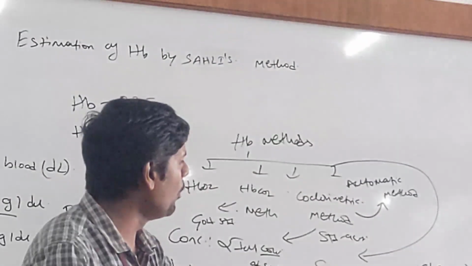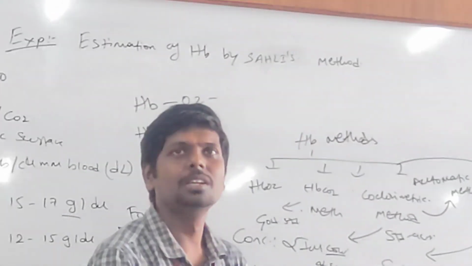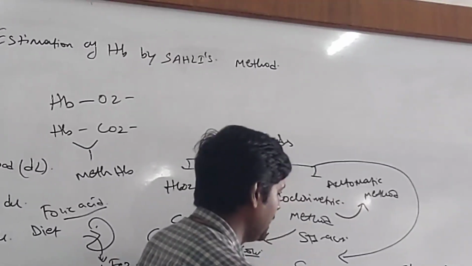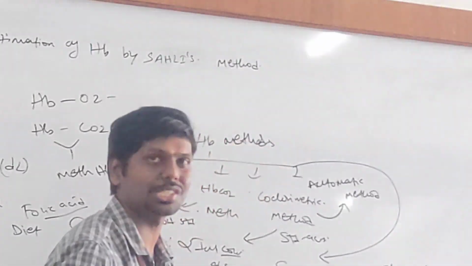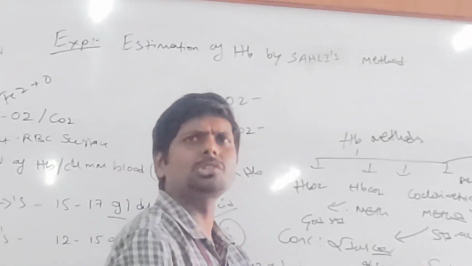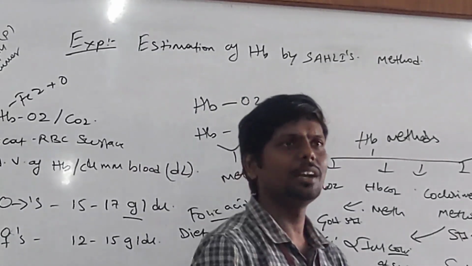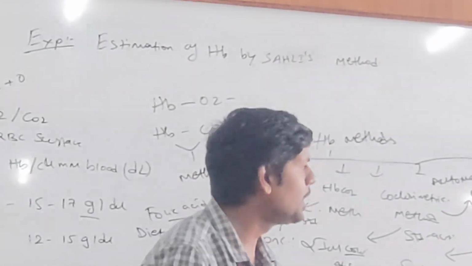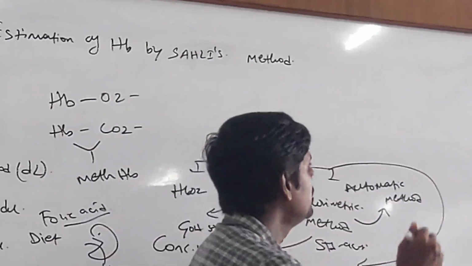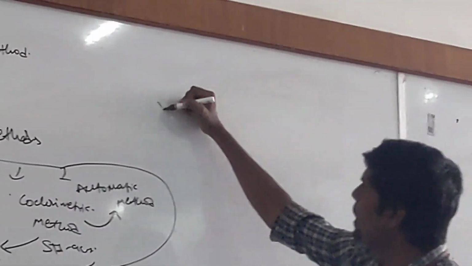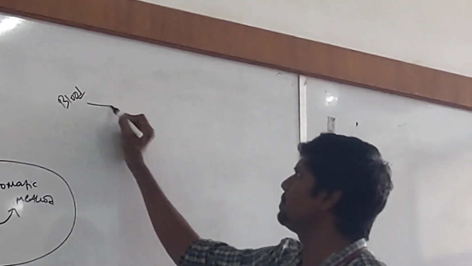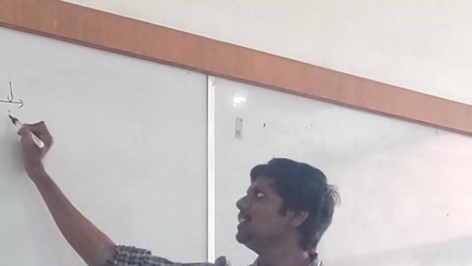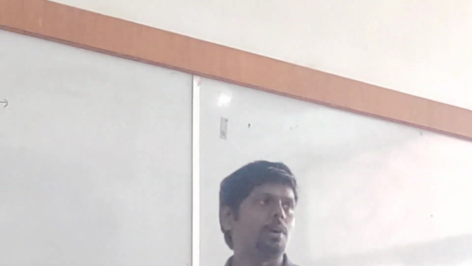So now let us see how we will perform Sahli's test. This was adopted by a scientist in the 1870s. It's one of the oldest tests. By a scientist called Sahli, hence Sahli's method, right? He came up with a very interesting approach. First he took blood and wanted to apply a standard reaction to the blood.